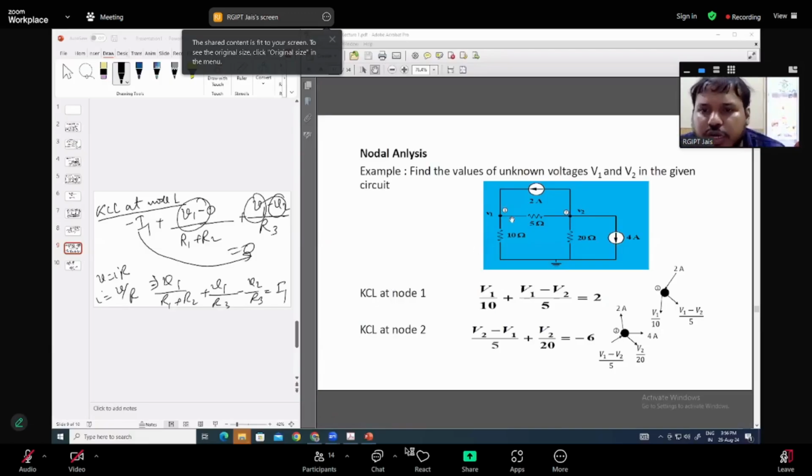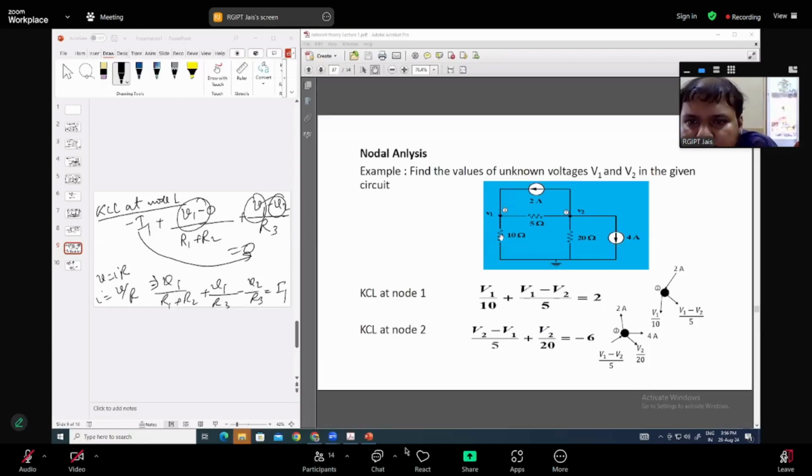Now you have to count how many branches are ending in that particular node. 1, 2, 3. 1, 2, 3. How many branches are ending? 1, 2, 3, 4. How many branches are ending at this one? You can consider 1, 2, 3. So definitely V2 you can consider as the reference node, or zero, or ground.